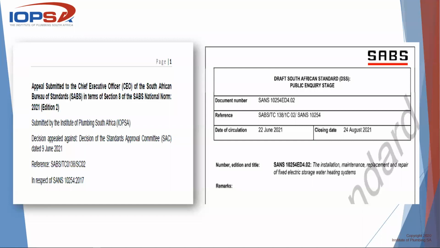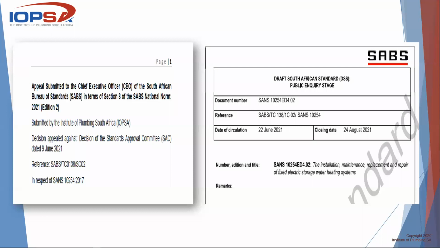So, ladies and gents, where we're standing at the moment is that we've lodged the appeal. We hope to have an answer, and a favorable answer, within the next 30 days, and that's stated in the national norm. If you do lodge an appeal, which is a normal process, these things do happen. It's part and parcel. It's written into the national norm.